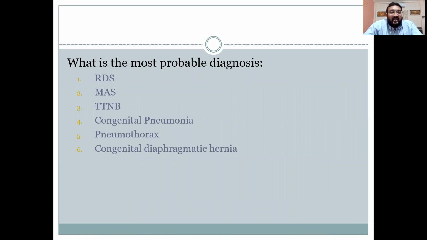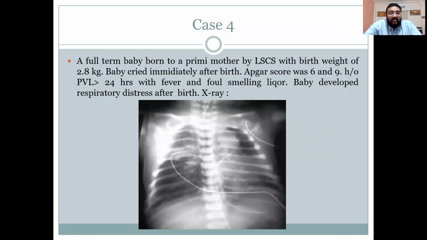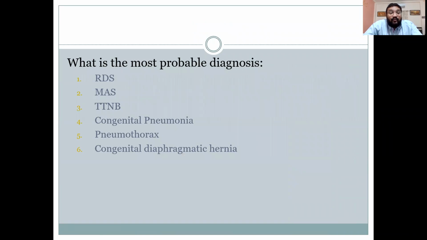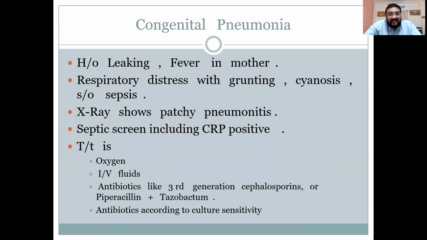As RDS is common in preterm babies, and in meconium aspiration syndrome a history of meconium-stained liquor is seen, these two conditions are ruled out. Transient tachypnea of newborn is a possibility, but the presence of a history of PV leaking for more than 24 hours, foul-smelling liquor, and maternal fever points towards congenital pneumonia as the most likely diagnosis in this case.